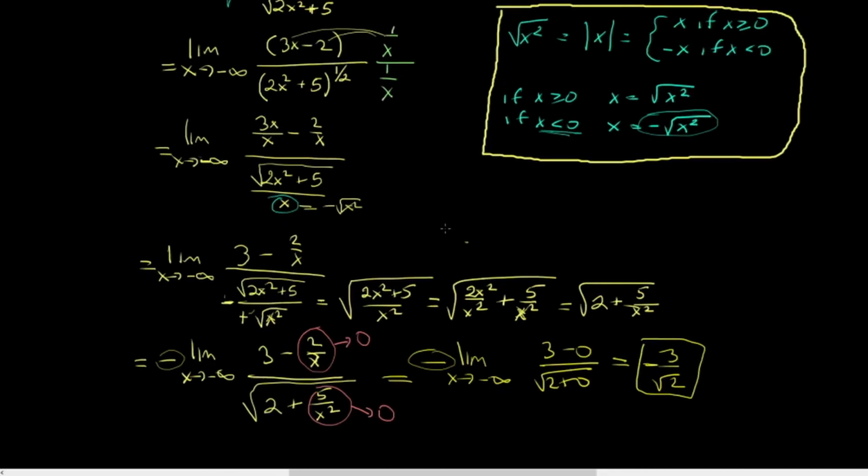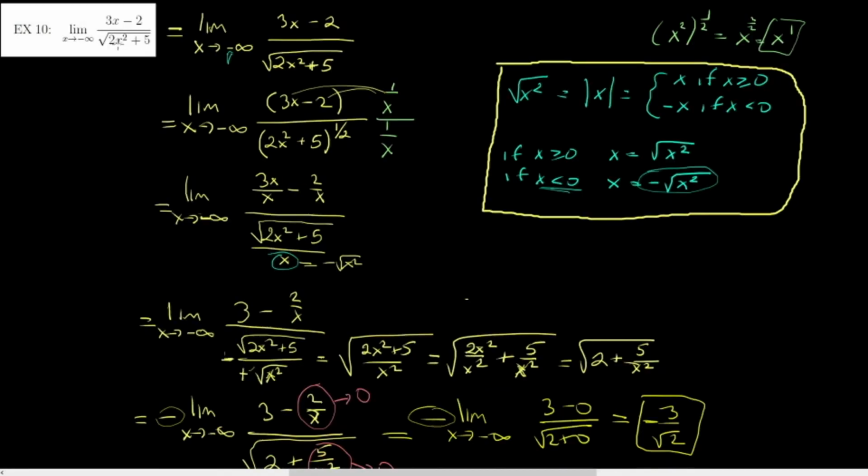So that answers the original question. What is the limit as x goes to negative infinity of 3x minus 2 over square root of 2x squared plus 5? That's a mouthful. Well, now we have our answer. The answer is way down here, negative 3 over the square root of 2.